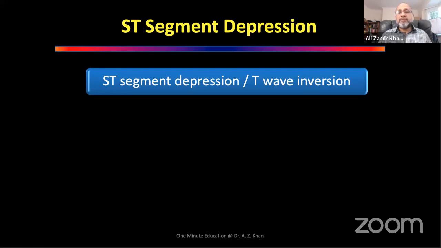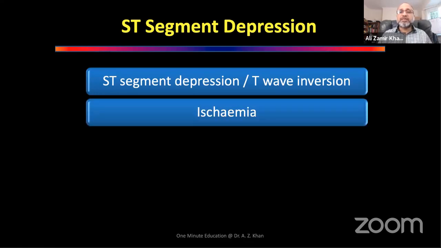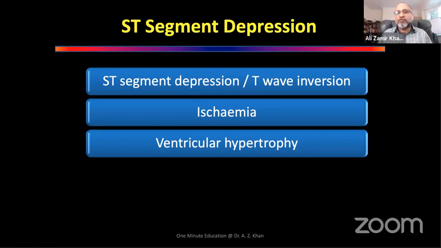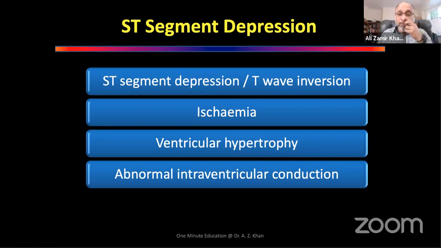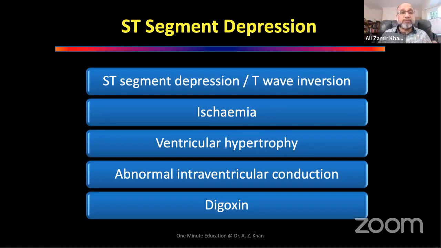ST segment depression and T wave inversion usually suggest ischemia, which means that whenever there's ischemia, the ventricular depolarization cannot go across, and the repolarization is affected. Because that latent period increases, there is a prolongation of the ST segment, okay? It can also suggest ventricular hypertrophy, because it's taking more time to depolarize and more time to repolarize. It can also suggest abnormal interventricular conduction problems, and sometimes digoxin can cause these problems, okay? So remember these are differential diagnoses for ST segment depression, but the commonest one is ischemia. So ischemia will cause ST segment depression or T wave inversion, okay?